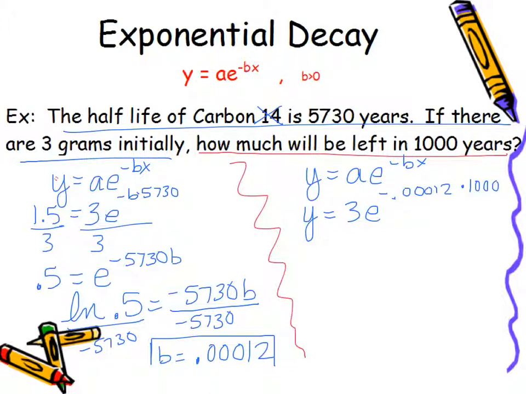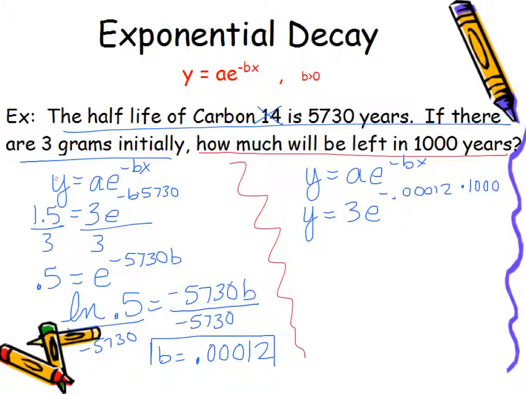And then this can be something I just type in my calculator. Now, I like to kind of predict what my answer is going to be, so I have some idea that it makes sense. So in this case, it took me over 5,000 years to get it down to 1.5. So I'm only going 1,000 years, so it's not going to drop off that much. So I should have somewhere between 1.5 and 3 grams.